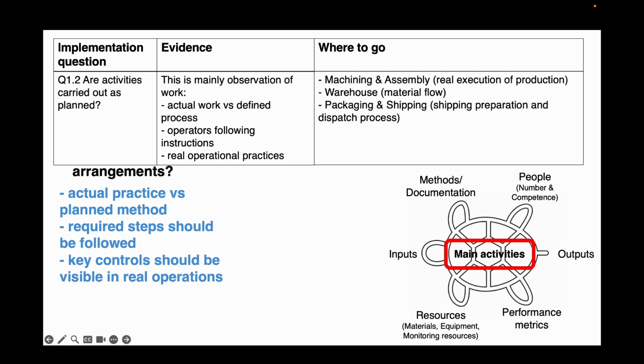So if the previous question was about how the process is defined, this is about how the process behaves in reality. That is why I move from functions like engineering and quality to places like machining and assembly, warehouse and packaging and shipping.